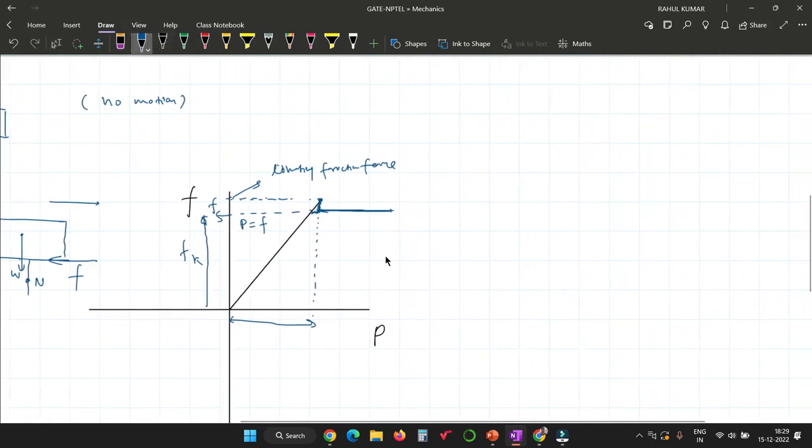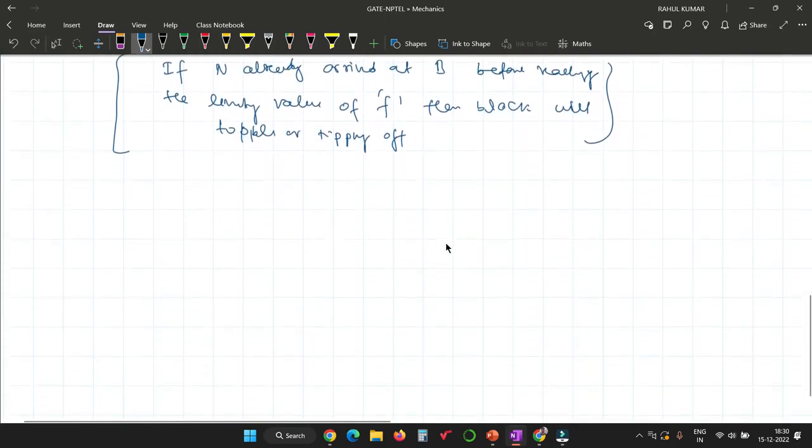The situation where the friction force is exactly equal to the limiting frictional force, that is, when P is exactly equal to Fs, is called impending. After this the friction will be called Fk, kinetic friction, and after this the block is in motion. Okay, so let's move further.